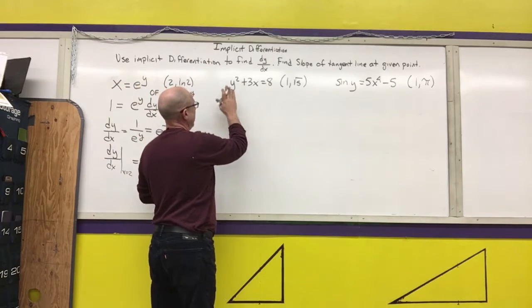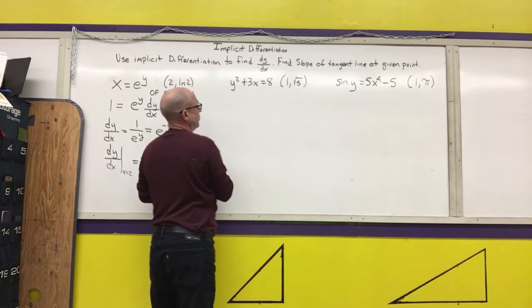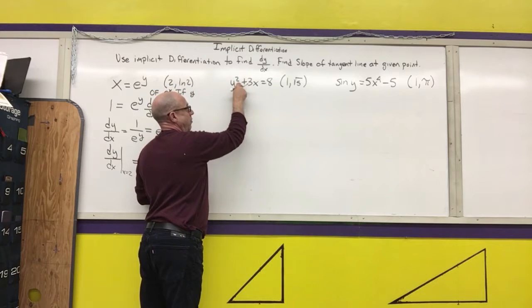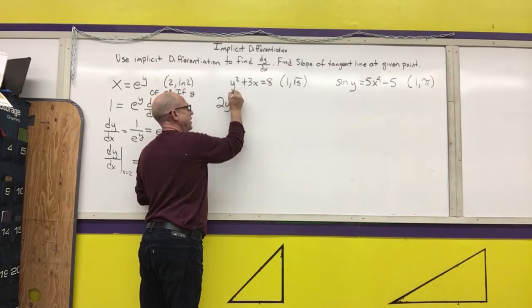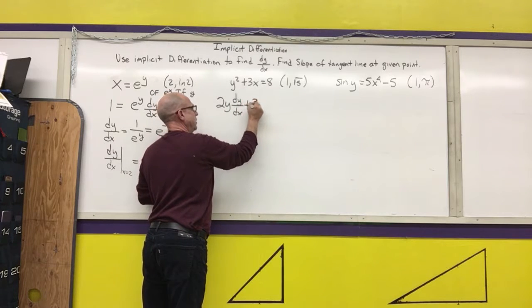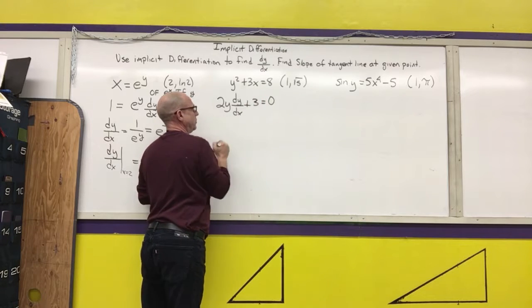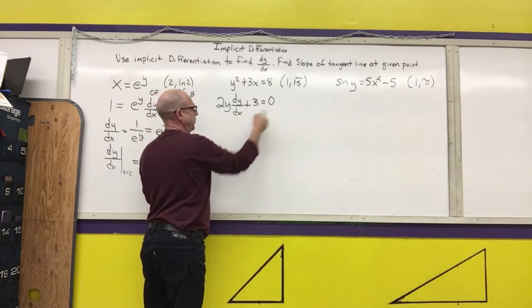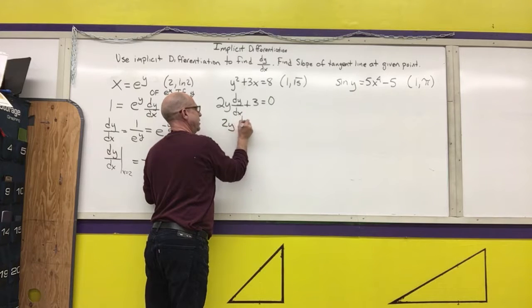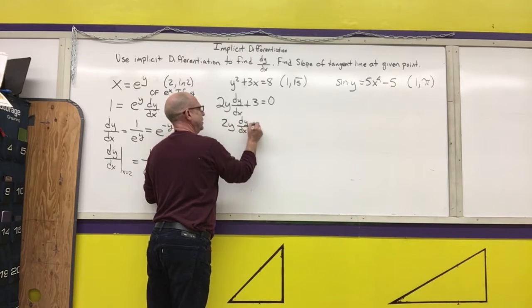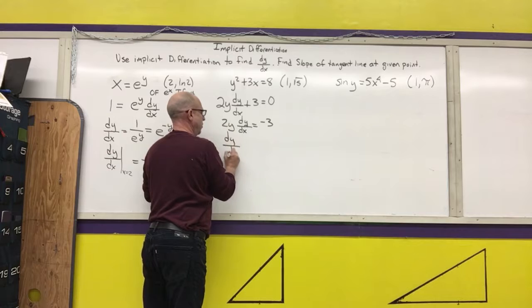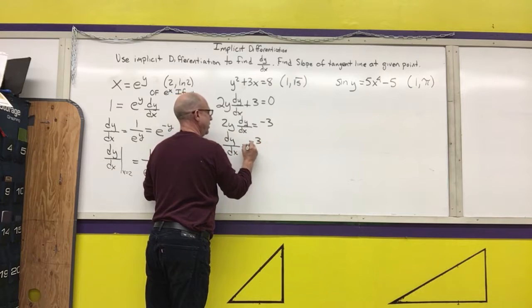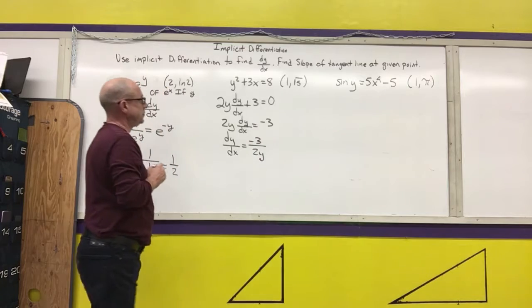Second equation, y squared plus 3x equals 8. Implicit differentiation. Power rule and chain rule says it's 2y dy dx. Derivative of 3x is 3. The derivative of 8 is 0. Solve for dy dx. Subtract 3 from both sides. I get 2y dy dx is equal to negative 3. Divide both sides by 2y. I get dy over dx is equal to negative 3 over 2y.